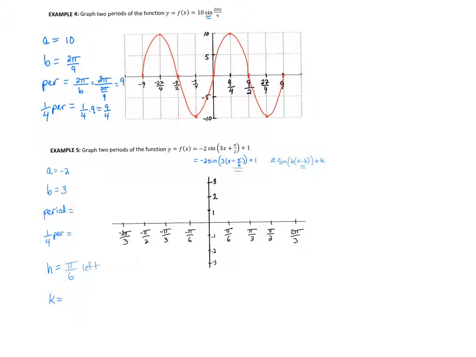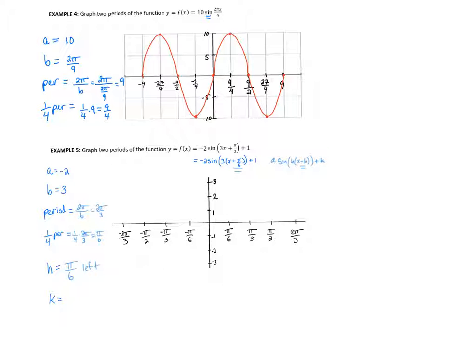Meanwhile, we had already identified our a value as -2, our b value is 3, and the b value of 3 will lead us to our period, which of course is going to be 2 pi over b, which is equal to 2 pi over 3. And a quarter of that period is a quarter of 2 pi over 3, which gives you pi over 6.